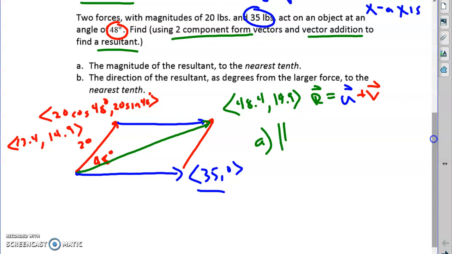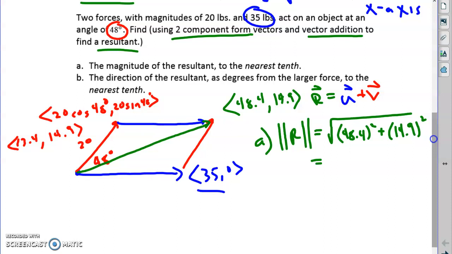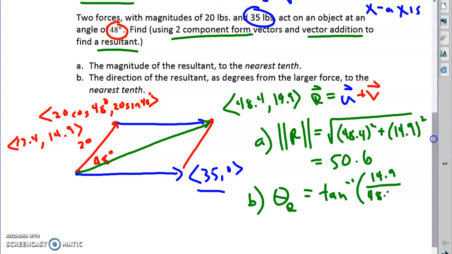How do I find its magnitude? I'm going to use some symbols. Double bar absolute value is magnitude of r, the square root of x squared plus y squared. 48.4 squared, 14.9 squared, added up and square rooted. That magnitude is 50.6. Direction of the vector, again, symboled as theta, r equals tan inverse of y over x, to the nearest, what do we say, tenth of a degree? 17.1 degrees.